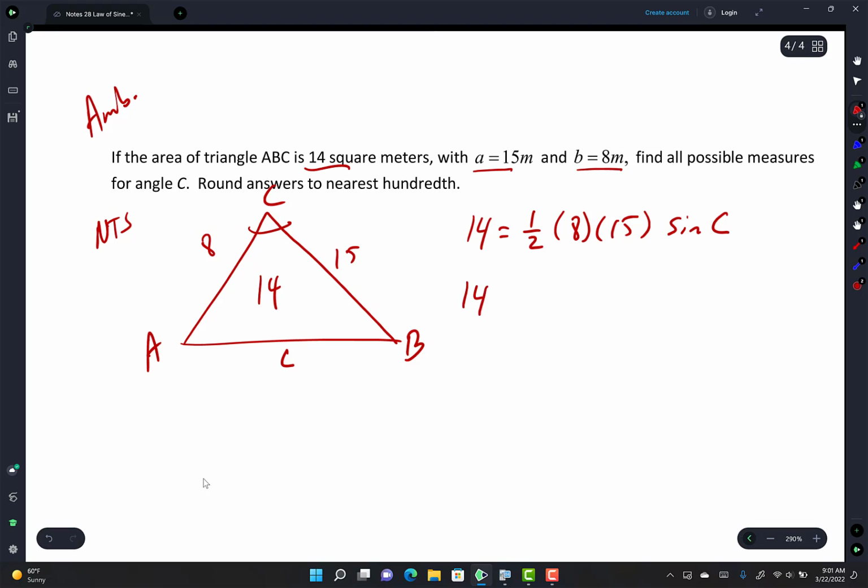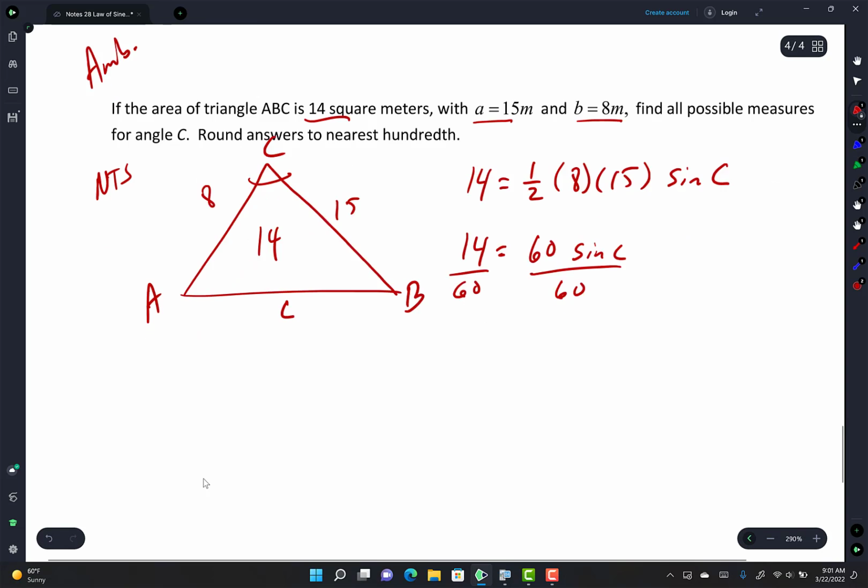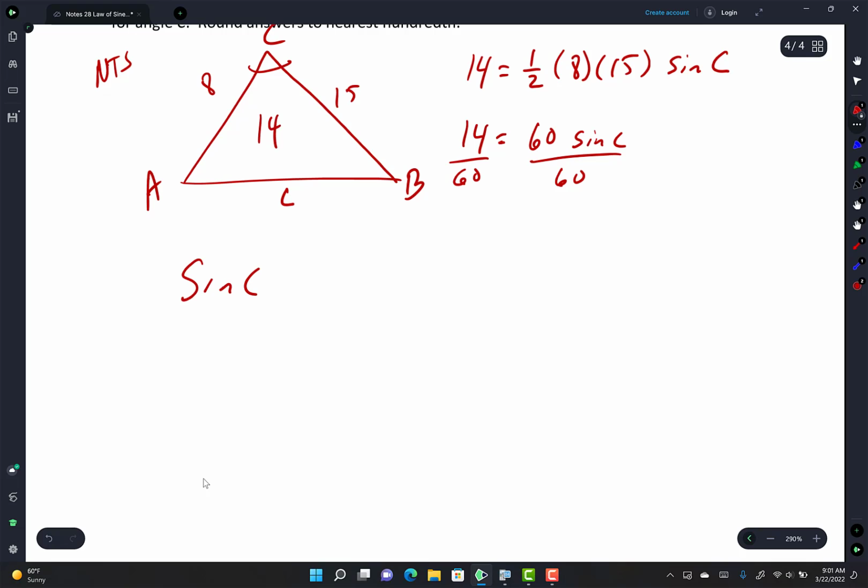So 14 equals, half of 8 is 4. 4 times 15 is 60 sine C. And then how do I get rid of the 60 there? Divide. So now I'm going to have sine C equals 14 over 60, which reduces to 7 over 30. 2 goes into 14 7 times, 2 goes into 60 30 times. Sine C equals 7 over 30.